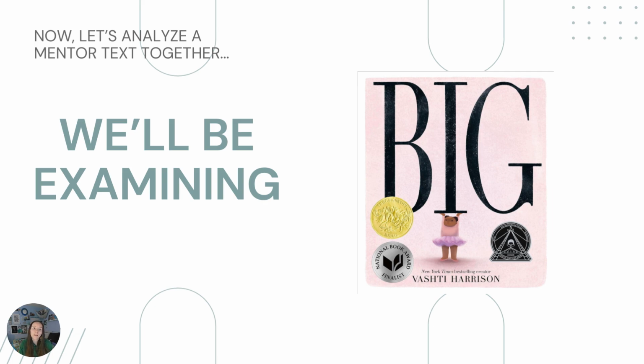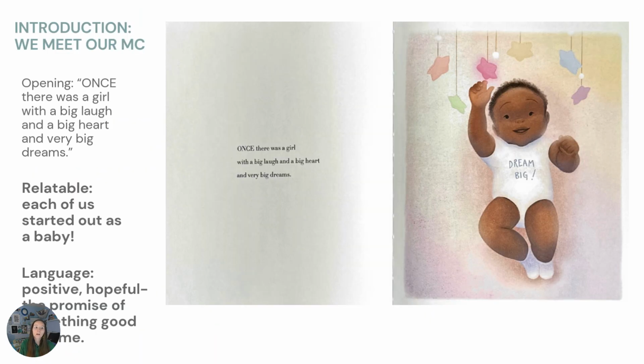Now we're going to analyze a mentor text together. The book is Big. This is one of my favorites. So our opening says, once there was a girl with a big laugh and a big heart and very big dreams. So right off the bat, this is going to be relatable to anyone reading this story because we all started out as a baby. The language here is positive, hopeful, with a promise of something good to come.